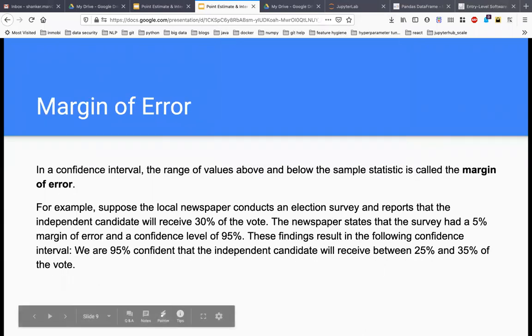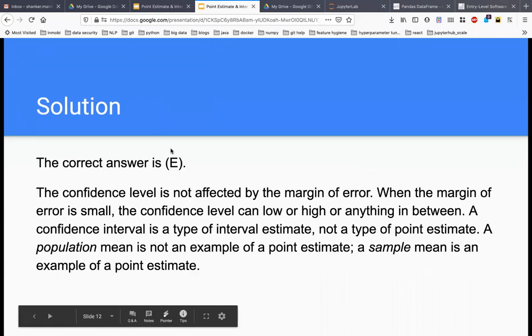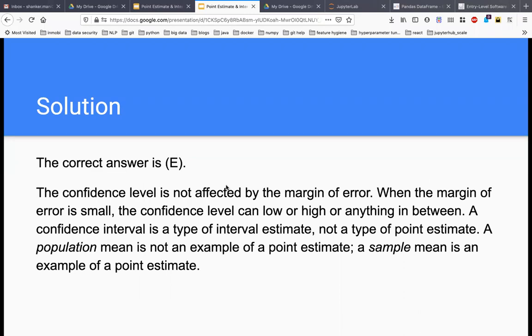Is the answer clear? Is the explanation clear? Is the answer correct, E? Is it clear to all? Yeah. Mani, can you explain once more that A and B?